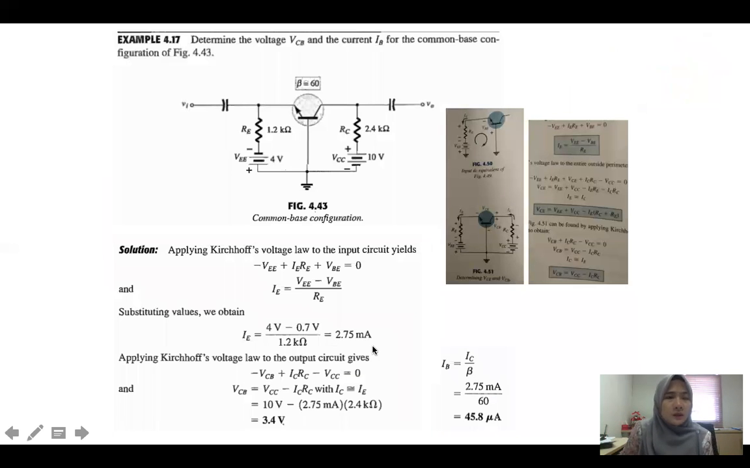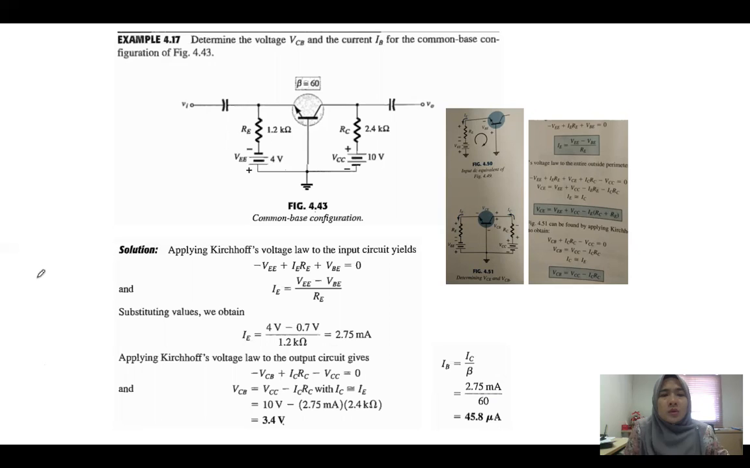So now let's look at example 4.17. Given the circuit, and also you have the beta value here, beta equals 60. Determine the voltage VCB and the current IB for the common base configuration of figure 4.43.